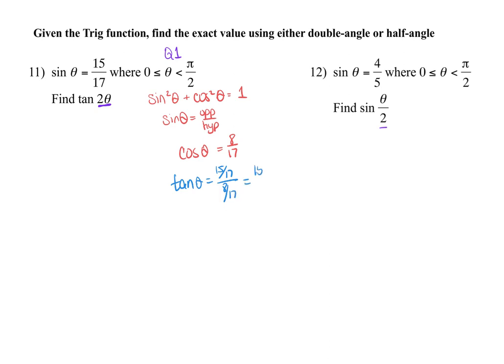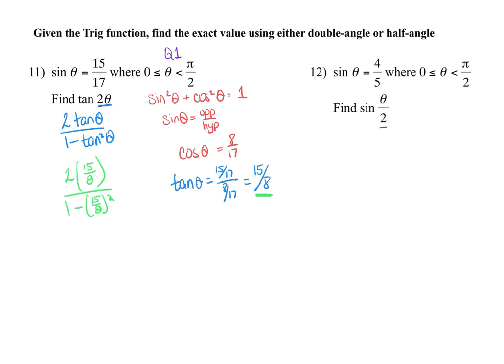So your tangent is going to be 15 over 8. And once you do that, for the double angle of tangent, you are now just plugging in that formula. The double angle of tangent is 2 times tangent of theta over 1 minus tangent squared of theta. So you're going to take this tangent and plug it in: 2 times 15 over 8, over 1 minus (15 over 8) squared.